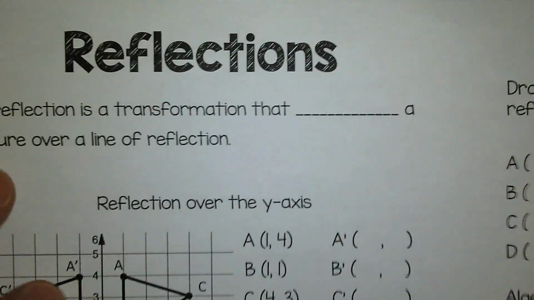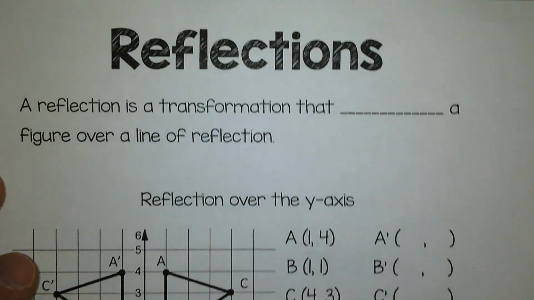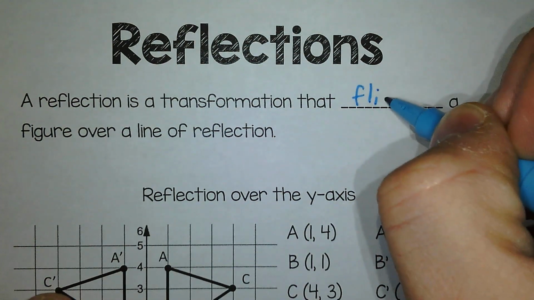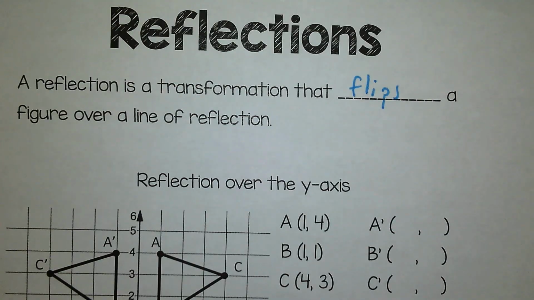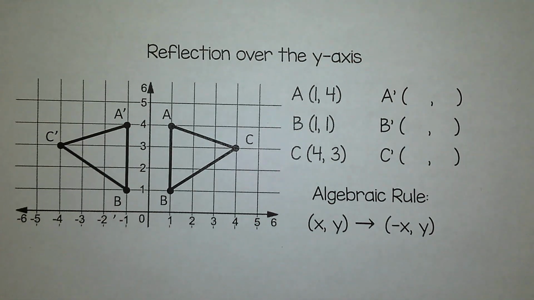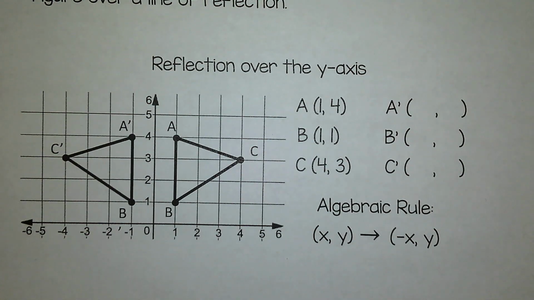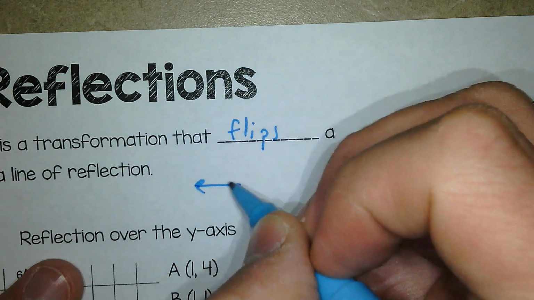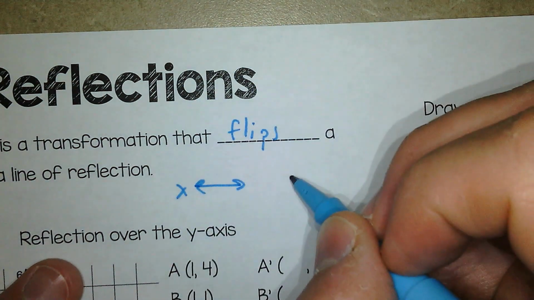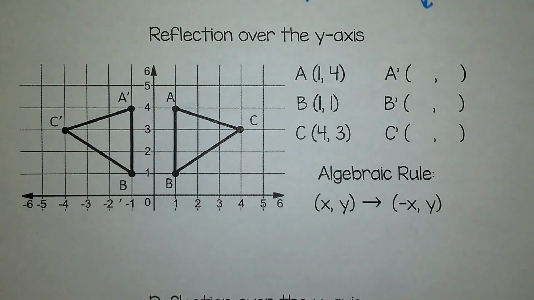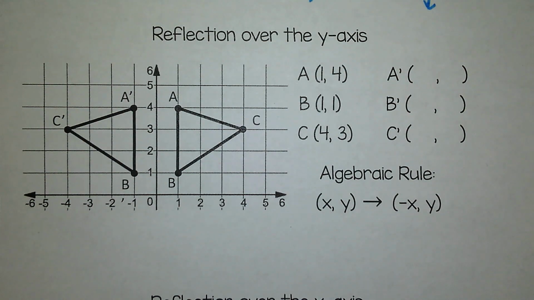Alright, so this time we're going to be going over reflections. A reflection is a transformation that flips a figure over a line of reflection. So if I have a reflection over the y-axis, the biggest thing to remember here is that whatever axis we flip it over is the value of the point that I do not change. Remember, the x is the one that goes left and right, and the y is the one that goes up and down.